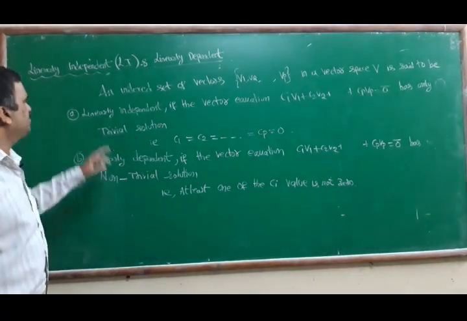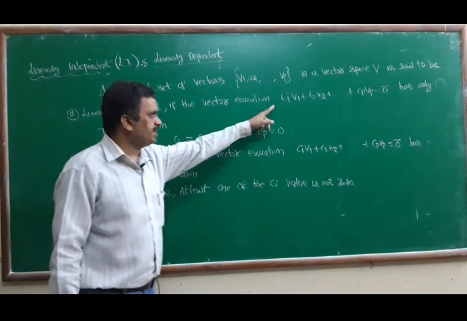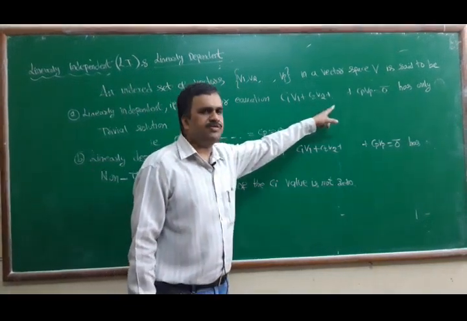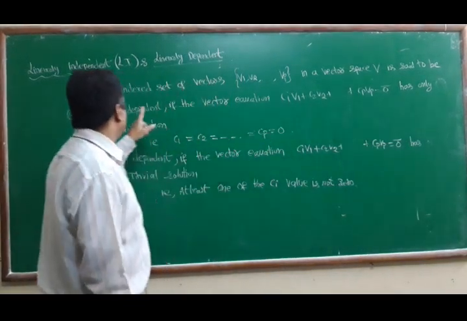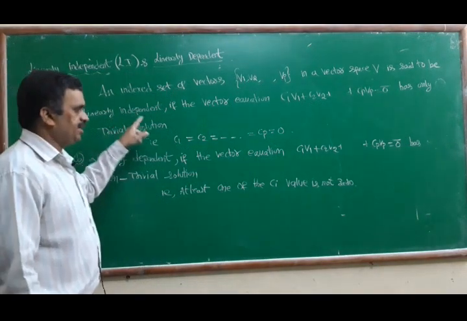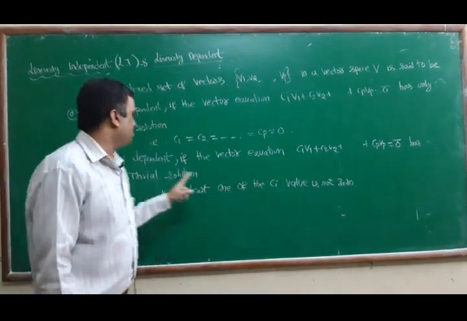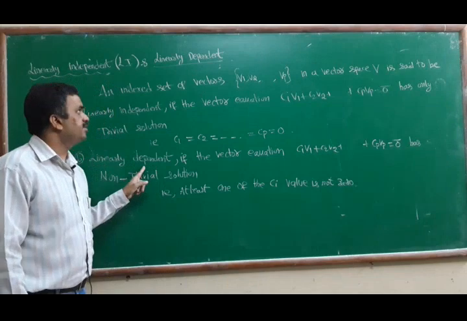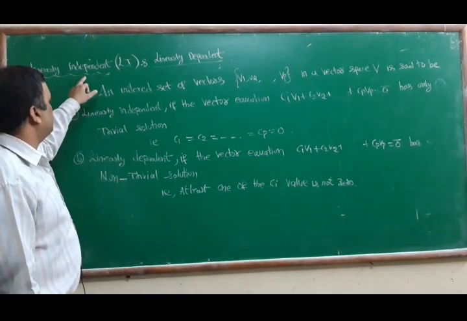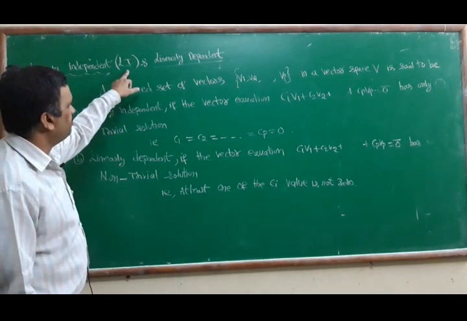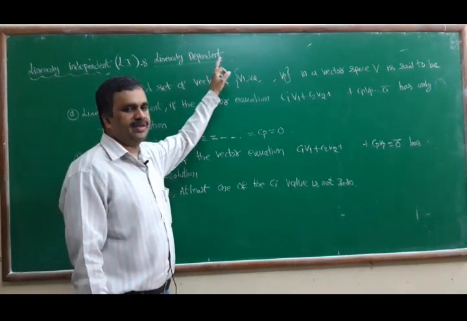So it is very simple. In the vector equation, if all the coefficients are equal to 0 we call it linearly independent, and if at least one value is not equal to 0 we call it linearly dependent. Linearly independent is represented by LI and linearly dependent is represented by LD.